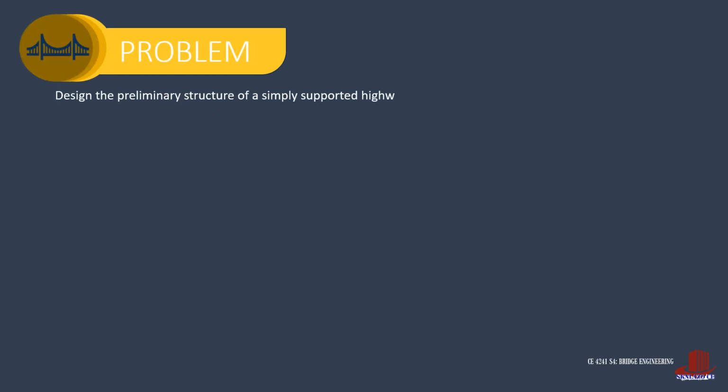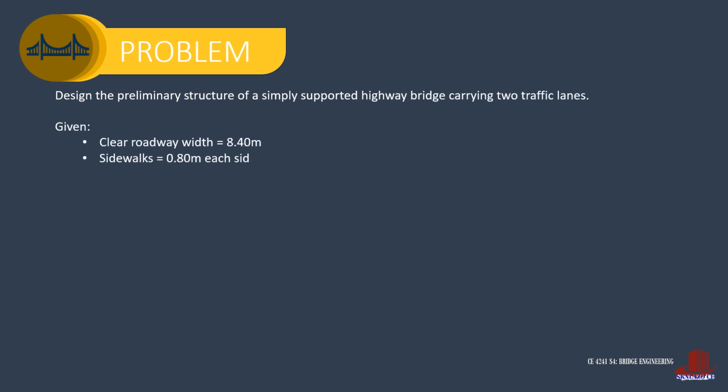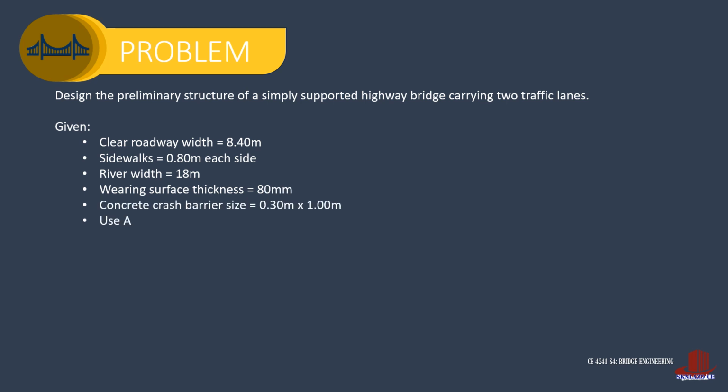We are given the task to identify the preliminaries for a simply supported highway bridge carrying two traffic lanes across an 18-meter river width. The two traffic lanes have a width of 8.4 meters, and there are 0.8-meter width sidewalks on both edges, also situating the crash barriers of 0.3 by 1 meter size.